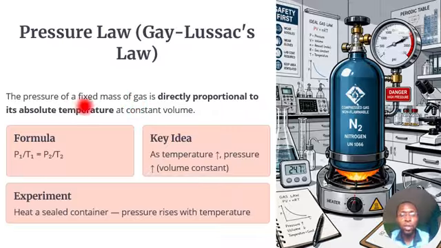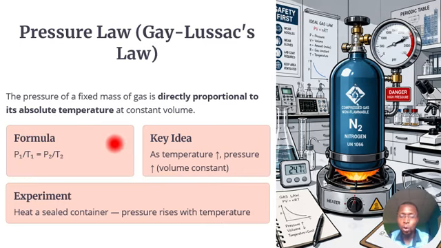The law states that the pressure of a fixed mass of gas is directly proportional to its absolute temperature. What that means is that when you increase the temperature of the gas, they exert more pressure. That's what it's saying. So by formula, P1 over T1 equals P2 over T2. It's very important that you know this formula.